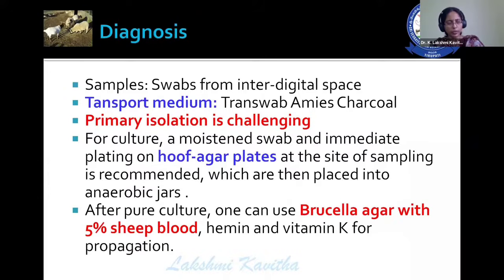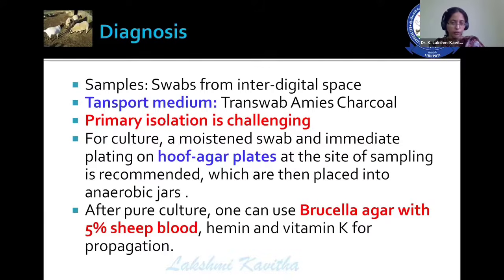primary isolation is very, very challenging in case of foot rot. This is because this organism is an obligate anaerobe. That means it is a strict anaerobe, cannot survive in the oxygen environment. So for that purpose, try to collect the swab and immediately place it on a hoof agar plate at the site of collection itself, which is recommended. Otherwise, transport these swabs to the laboratory immediately or as early as possible by using anaerobic jars.